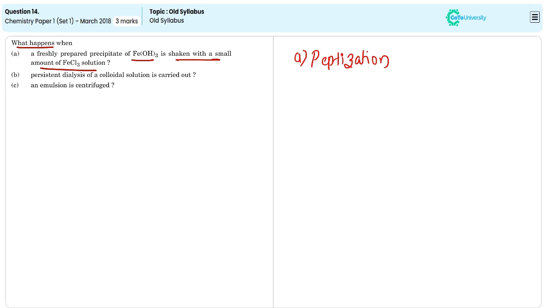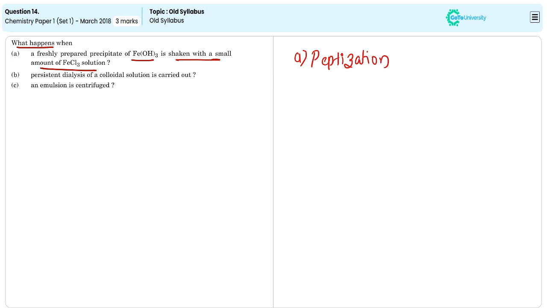As a result, the iron hydroxide precipitate disperses into a colloidal solution, often giving the appearance of a salt or a more stable suspension. The peptization occurs because the Fe3+ ions adsorb onto the surface of the iron hydroxide particles. It makes them more stable in the colloidal form and prevents them from settling out of the solution.